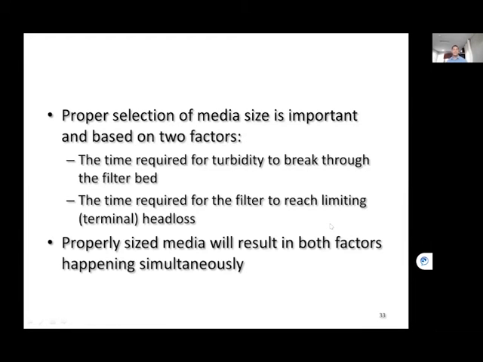Proper selection of media size is important and based on two factors: the time required for turbidity to break through the filter, and the time required for the filter to reach limiting terminal head loss. Properly sized media will result in both factors happening simultaneously. You do not want particulates to get through the media. You want the filter to end on head loss, because that means the impurities, the particulates, are not getting through the filter media.